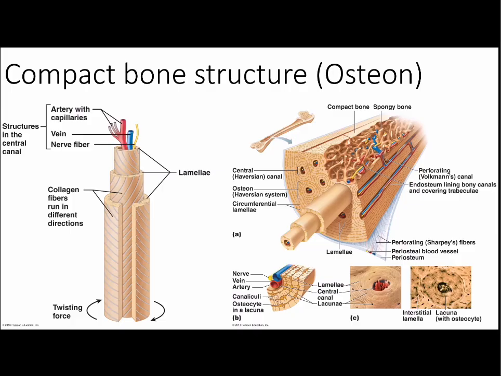So that's the overall structure of the osteon. There are quite a few parts to be aware of, but they all work together to give us blood supply to our bones, to give us the strength so that our bones just don't break all the time. The structure of the compact bone is very important.